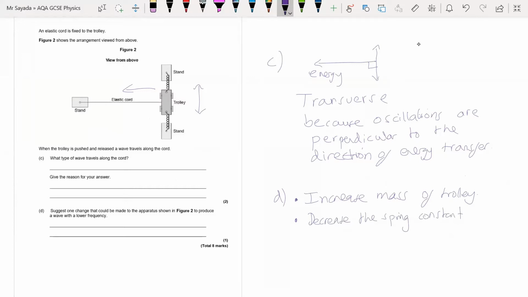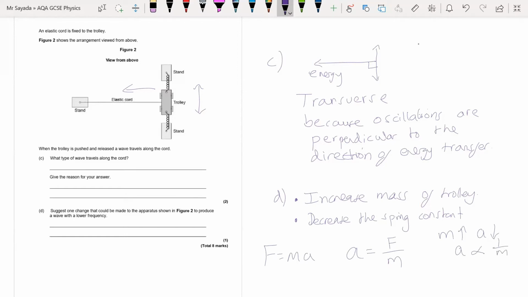Now, the reason that works is if we want a lower frequency, we want the oscillations to have a lower acceleration. So if we think about the equation F equals ma, we rearrange that to make acceleration the subject, it's resultant force over mass. Now, we've already said that we can increase the mass of the trolley. If we increase the mass of the trolley, what's that going to do to the acceleration? Say your answer to the video. That will decrease the acceleration because acceleration is inversely proportional to mass. You can see that from the equation.